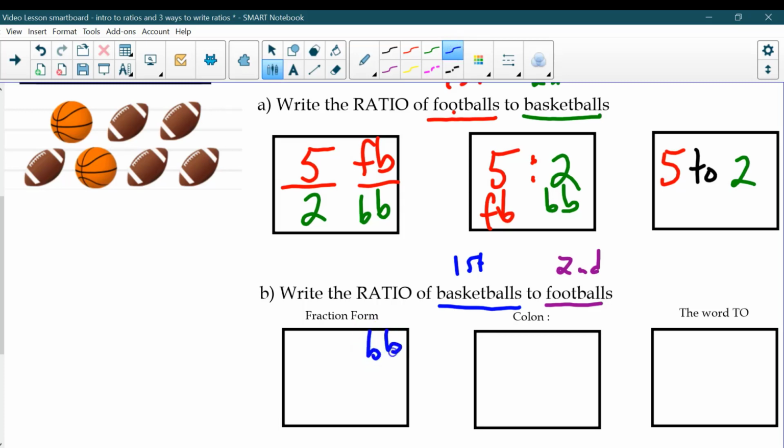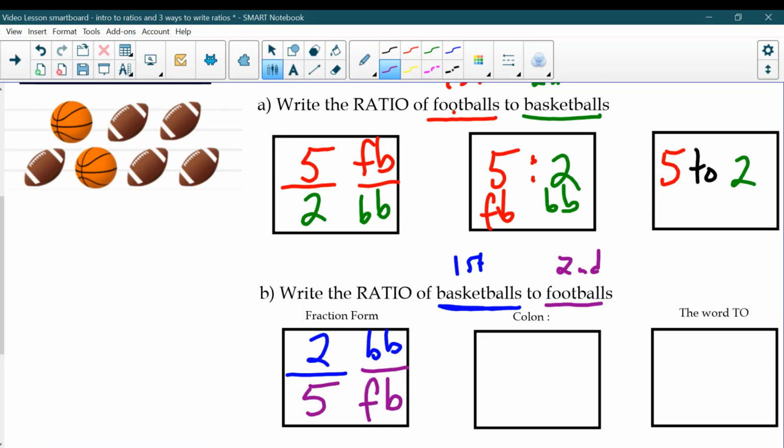So now I'm putting basketballs first. Why? Because it said the word first. Basketballs came first. Basketballs to footballs. So now I count. How many basketballs are there? Right? There's 2 basketballs. Put my fraction bar. And how many footballs? There are 5. So now the ratio is 2 to 5 because now it's asking for the ratio to be in terms of basketballs to footballs. We just flipped it. So again, the order matters.